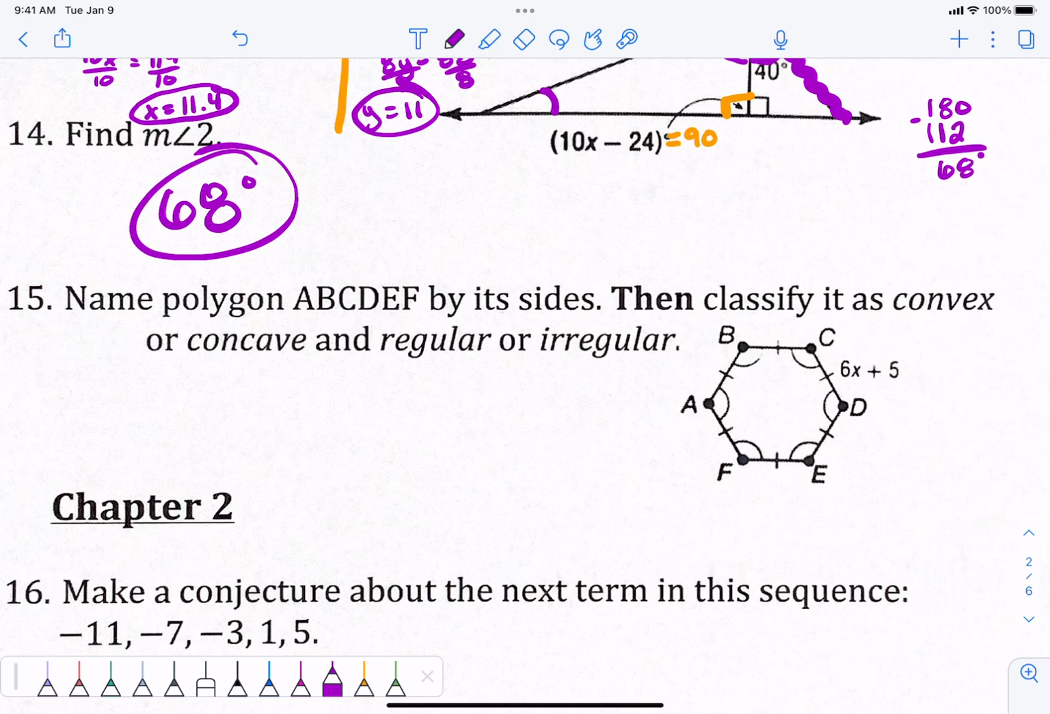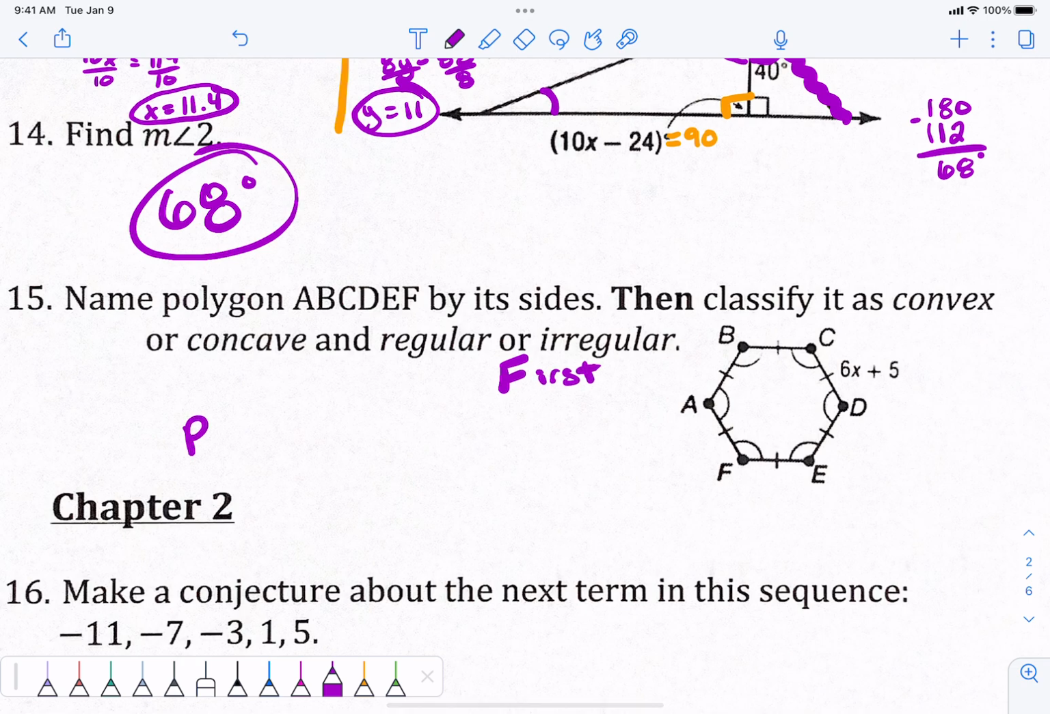Name polygon ABCDEF by its sides, then classify it as convex, concave, or regular or irregular. Do you remember when we said that it has a first name, middle name, last name? The first name is regular or irregular. It's regular. How do you know it's regular? Because all of the sides and all of the angles are equal. It has to be sides and angles to be regular.